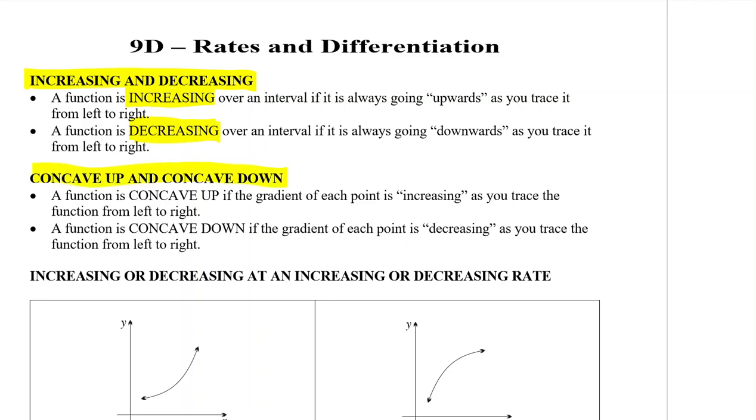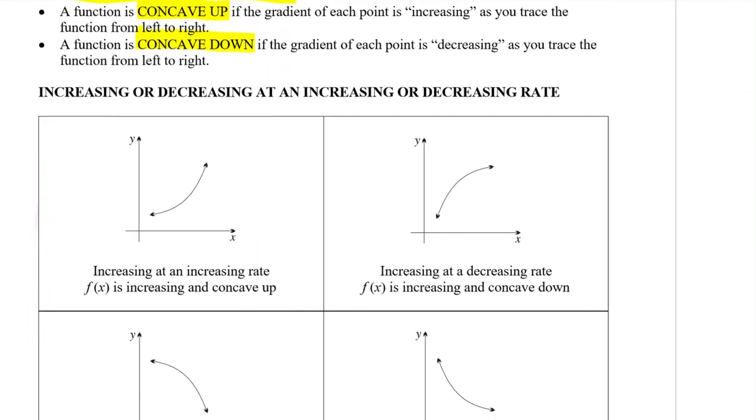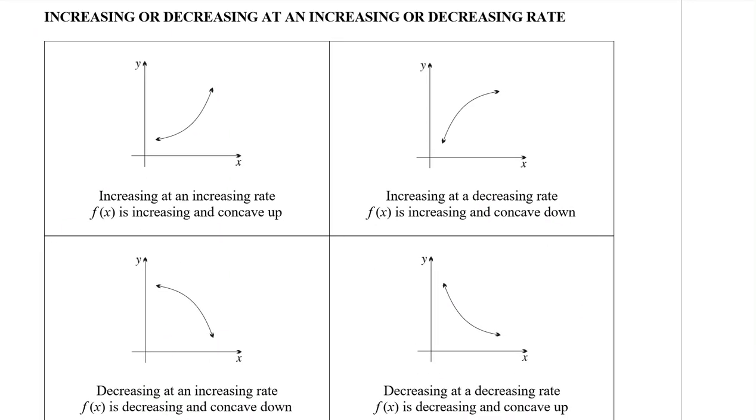Concave up and concave down. A function is concave up if the gradient of each point is increasing, and it is concave down if the gradient at each point is decreasing as you trace your finger from left to right. So there is some diagrams of what this looks like.